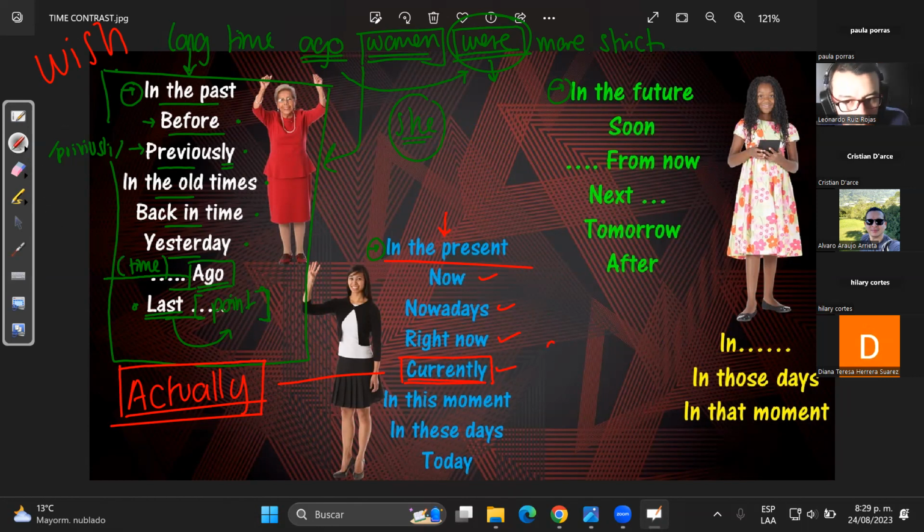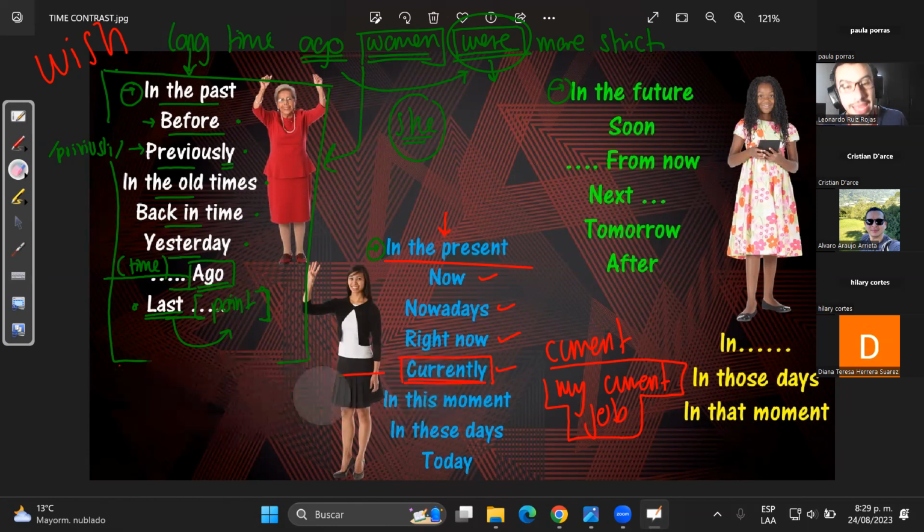¿Y cómo se diría actual? Pues simplemente current. For example, my current job. O sea, mi trabajo actual, my current job, my current boss, my current car, my current couple, you know, all of that. Bueno, very good.